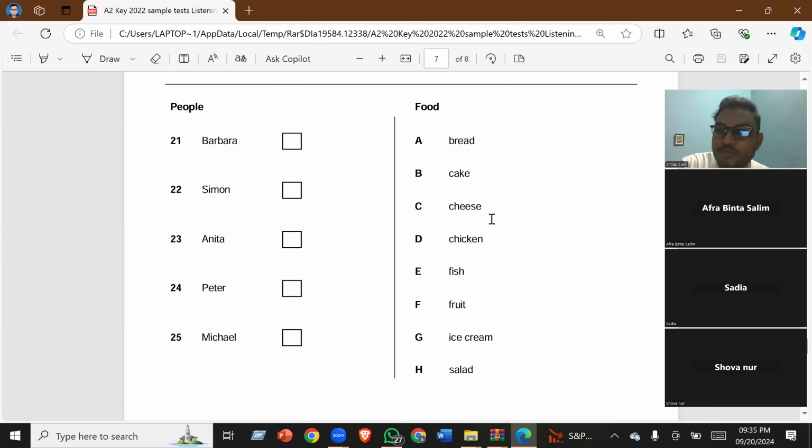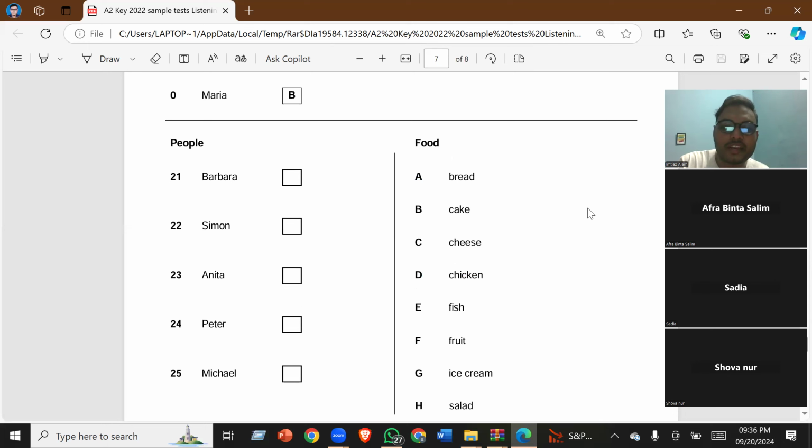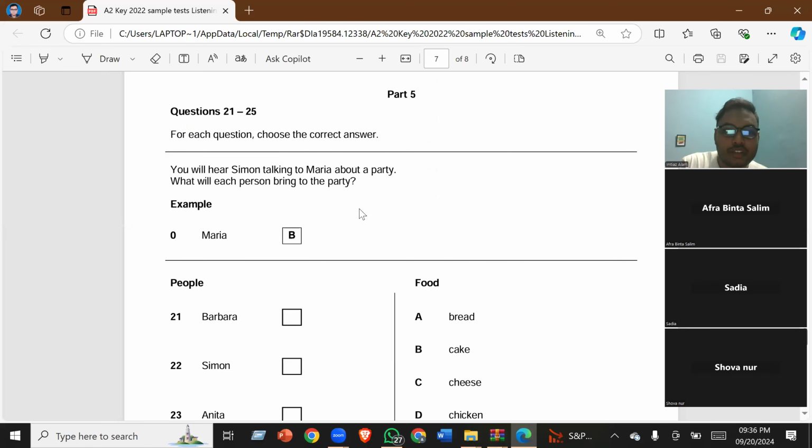Remember, you don't need to fill the boxes with the word. Okay, don't write any word. You have to only write the letter. Okay, in your examination hall, don't write any word. Suppose you don't write chicken, you have to only write the option letter. Okay, so you will hear the audio twice, and then you have to match these words with these options. Okay, and you already have understood the question.